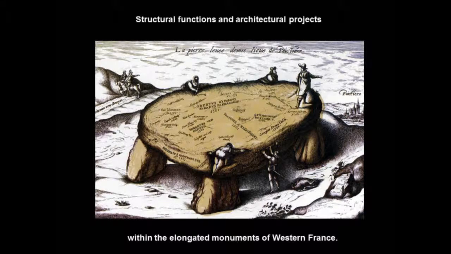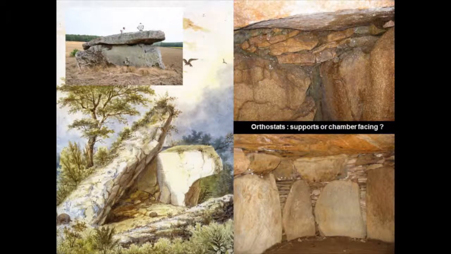So, it will be quite simple ideas. I would like to make something like a demonstration about structural functions and architectural project with the examples of elongated monuments of Western France. And I will take, if possible, one example that we excavated during 10 years with Cuisquet and Roger Joussomme, and the excavations are still following now, which is the elongated monument of Puissé-la-Charrière.